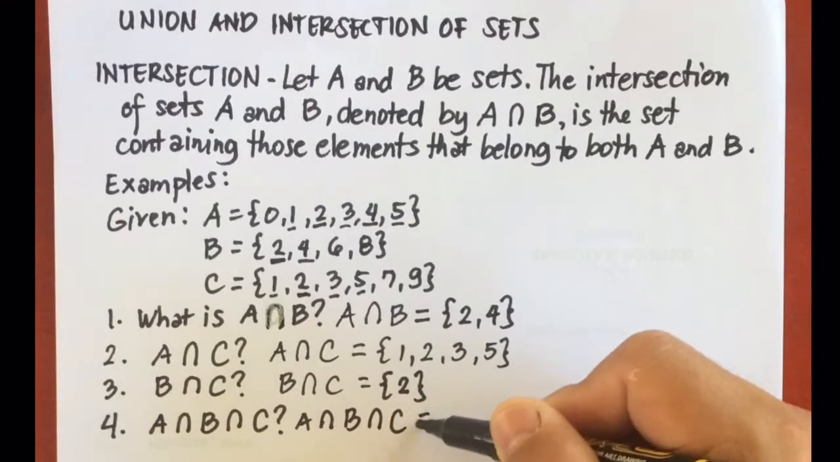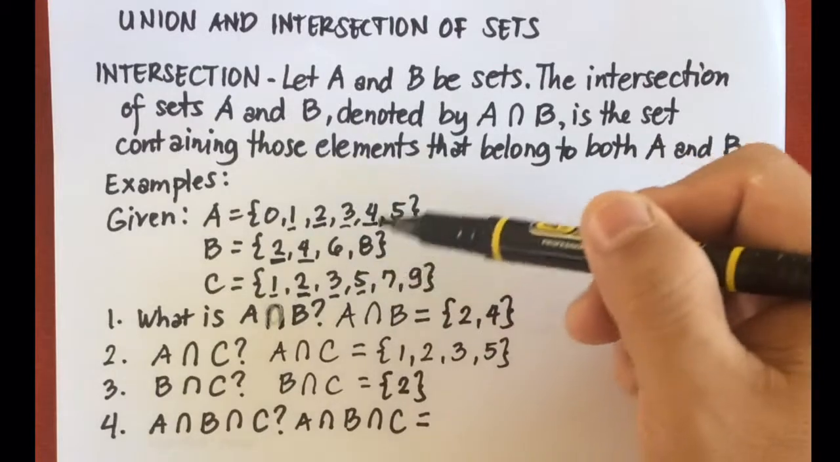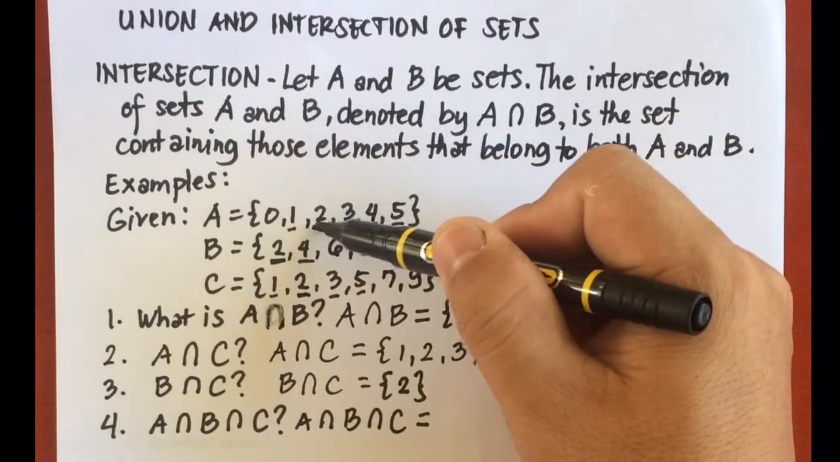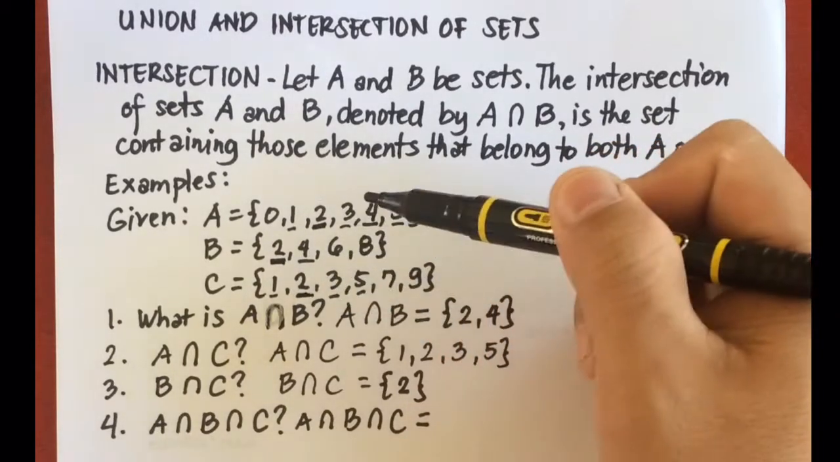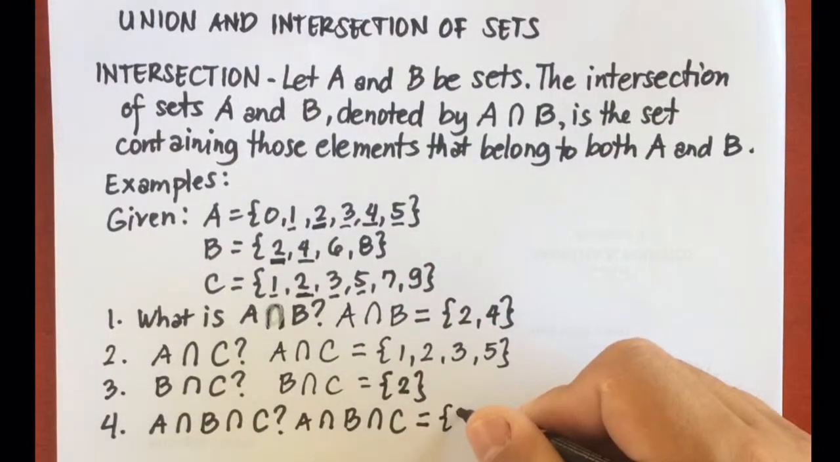Then A intersection B intersection C. So the element or elements that are common in the 3 sets. So the common element here, you have here 2 for A, 2 for B, and 2 for C. So that will be the intersection of the 3 sets.